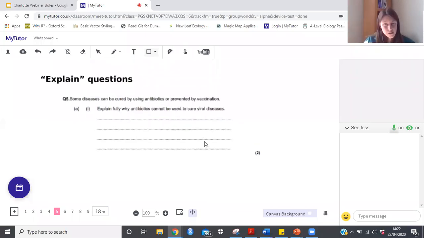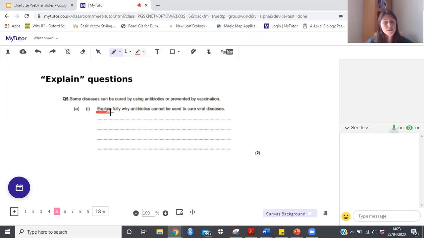So explain questions come up a lot. They tend to be 2 or more marks. And they're usually the ones that students find more difficult because they're asking you to interpret some data or to provide an explanation rather than just providing the knowledge that you have of that topic. So, got an example here of a 2-mark explain question.